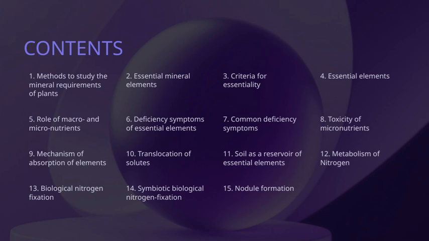Soil as a reservoir of essential elements emphasizes the role of soil in supplying nutrients. Healthy soil contains a rich pool of minerals and nutrients that plants draw from throughout their growth cycle. Common deficiency symptoms are signs that plants show when they lack specific nutrients. Recognizing these symptoms helps us diagnose and correct nutrient deficiencies early. Criteria for essentiality refer to the standards used to determine whether an element is truly necessary for plant growth. These criteria help guide fertilizer development and nutrient management.